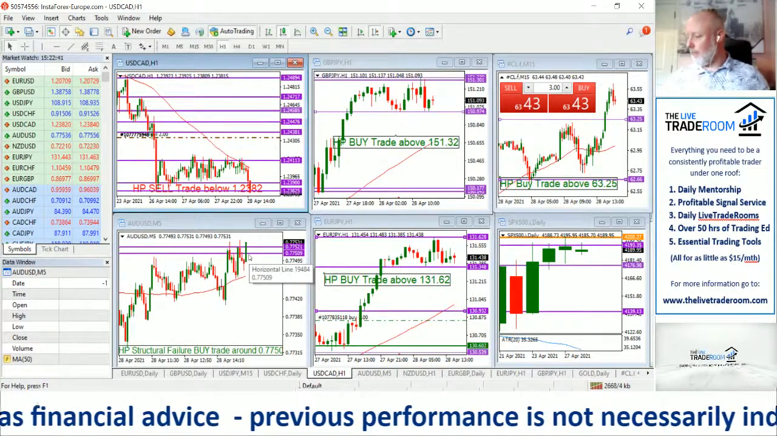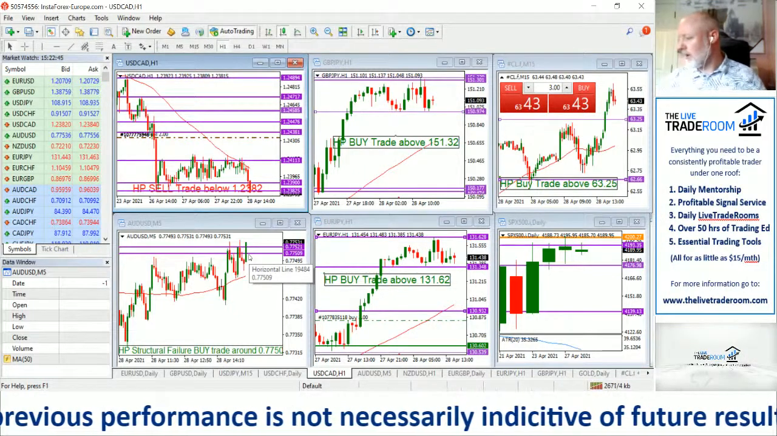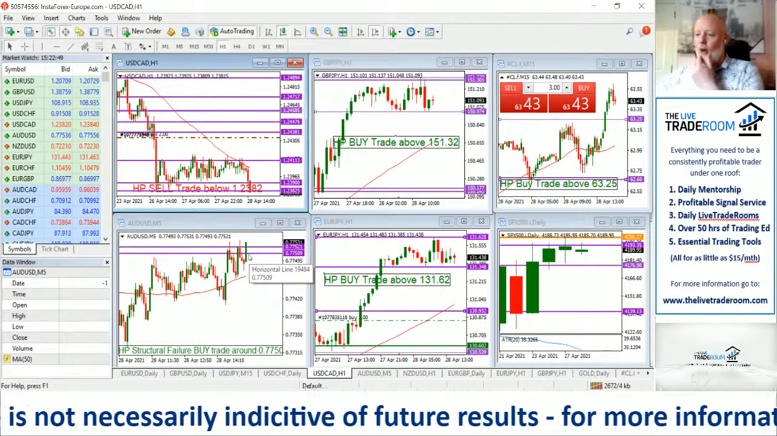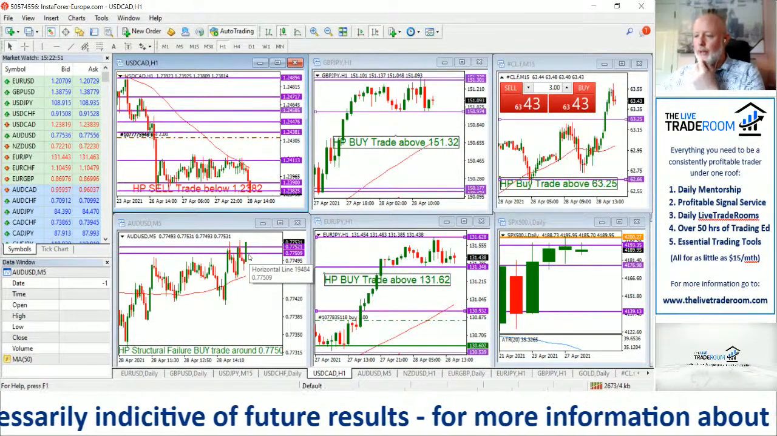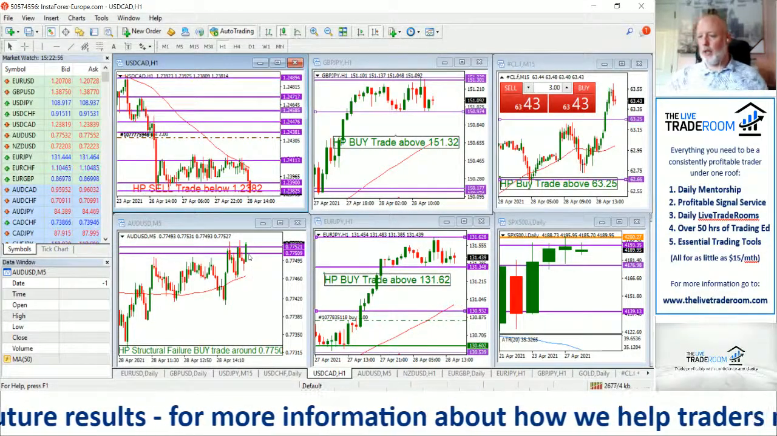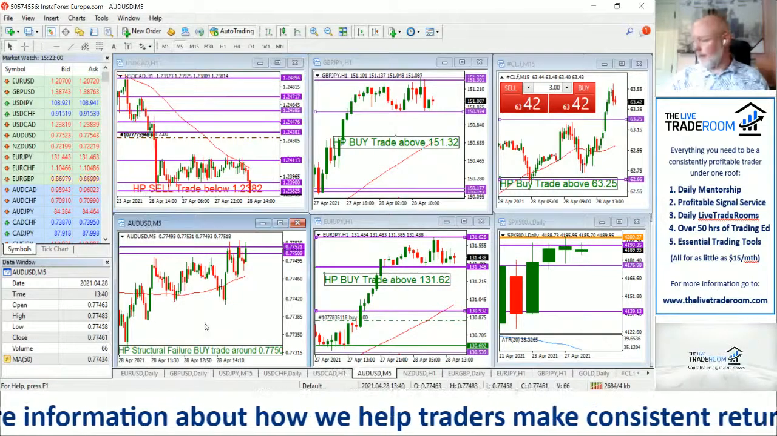Okay, so we might be able to... We're already in the dollar CAD to the downside, so we'll be looking to add the Aussie dollar to the upside.